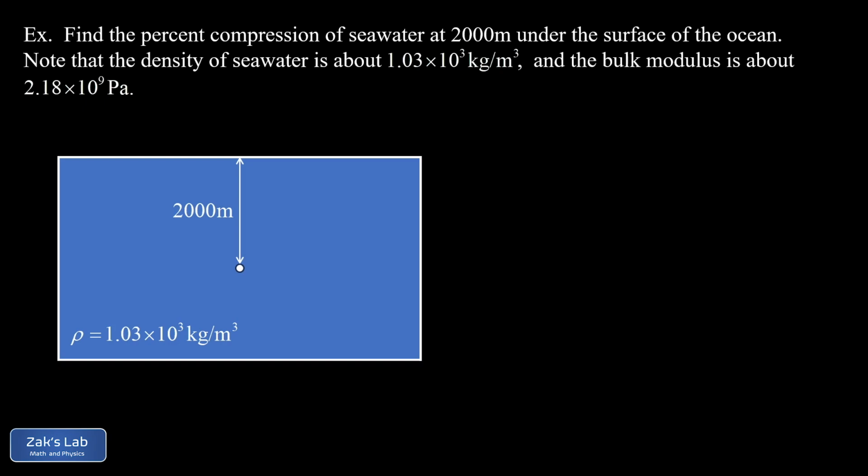So in our example, we're asked to find the percent compression of seawater at 2,000 meters under the surface of the ocean. We're told the density of seawater, that's about 1.03 times 10 to the third kilograms per cubic meter. And the bulk modulus for water is about 2.18 times 10 to the ninth pascals. Now, many of you may have been told that liquids are literally incompressible. I know I was when I was a student. And this just isn't true. Liquids are compressible, but they are incredibly stiff.